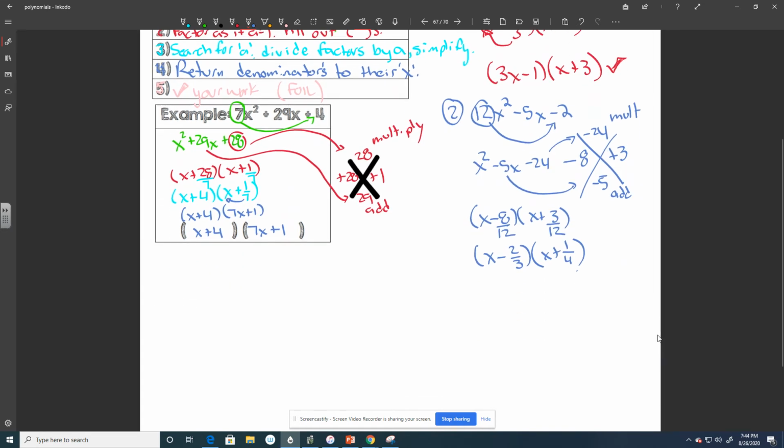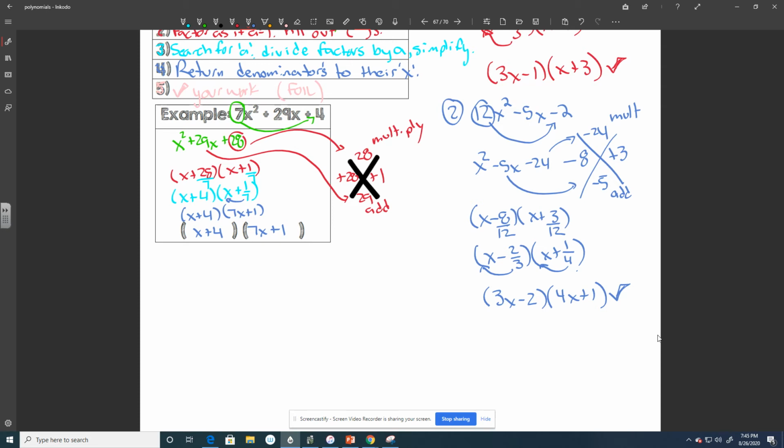So go ahead, use that trick if you need to. Now this time, when I return my denominators, they both have denominators. So this 3 is going to get returned to the x, and this 4 is going to get returned to the x. So I get 3x minus 2, and I get 4x plus 1. Now, if you FOIL, you'll end up with the same thing we started with, 12x squared minus 5x minus 2. So you can pause the video and check that if you need to.